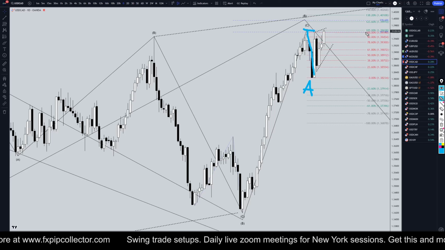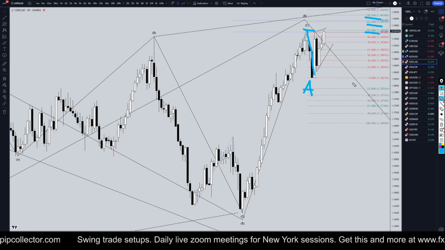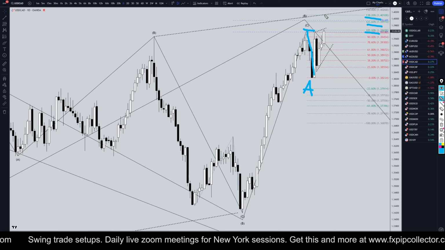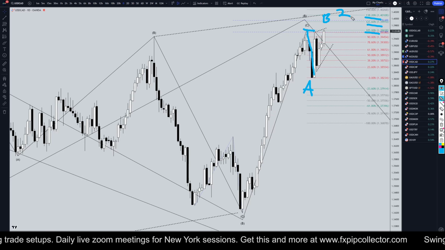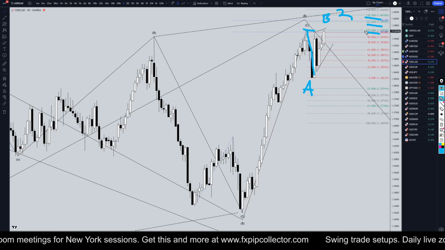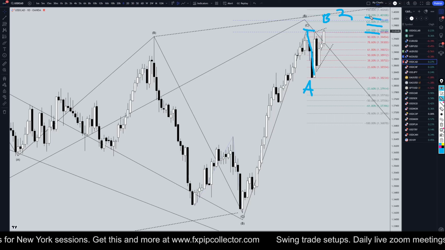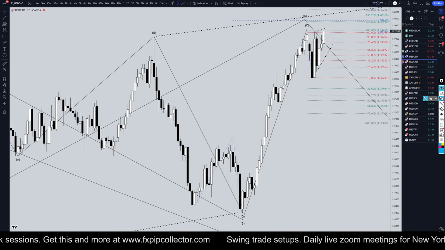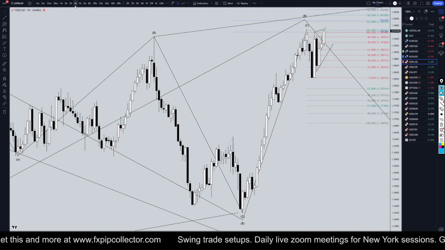It's got the extra levels like the 105, the 123, and the 138, because if this really is a wave B or a wave 2, like an irregular wave B or an irregular wave 2, then it potentially could go to the 105, 123, or 138 before it does turn back down. Either way, the trend is definitely still up.